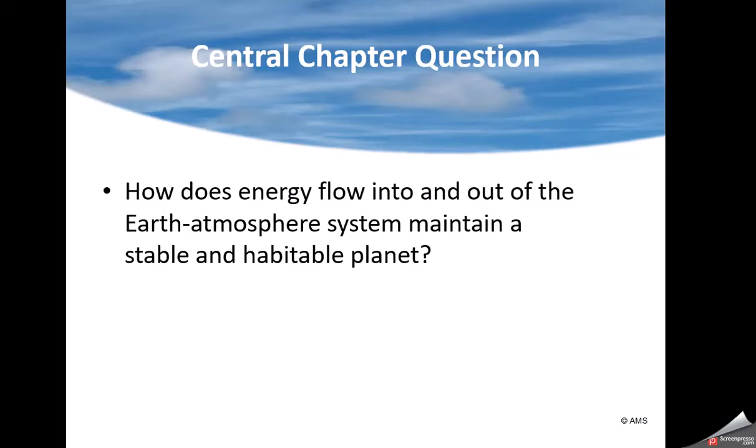So how does the energy flow into and out of the Earth? All that energy that comes to the Earth, we have to be able to maintain no more than that energy. So what energy arrives from the sun also goes out from the Earth, so that there's a balance here.